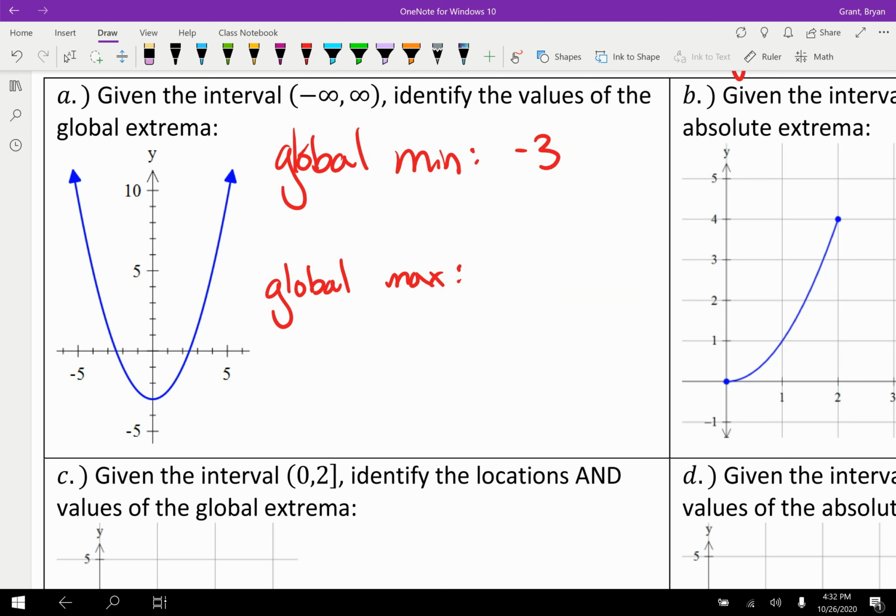We don't put infinity here. We just say does not exist. There is no global max. You are right in that it approaches positive infinity, but because infinity is not a number, we don't actually identify it as a value. We just say the value does not exist.